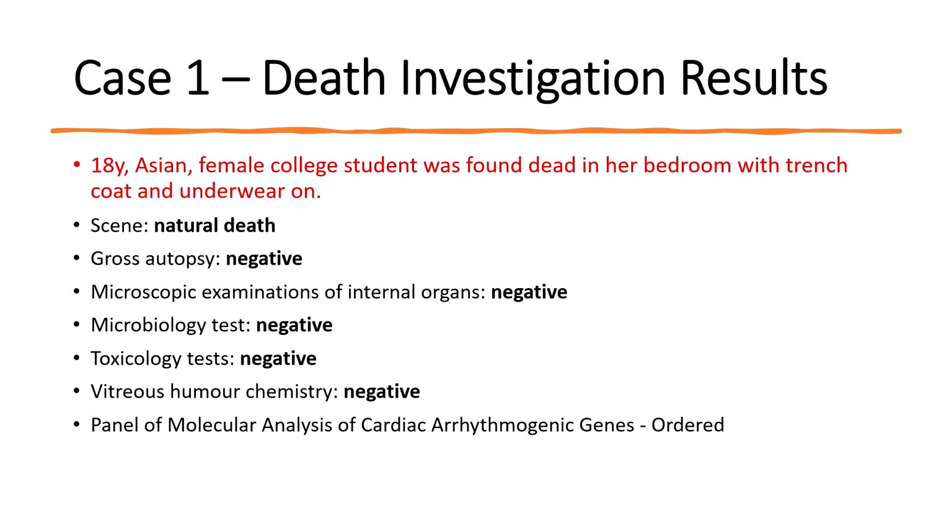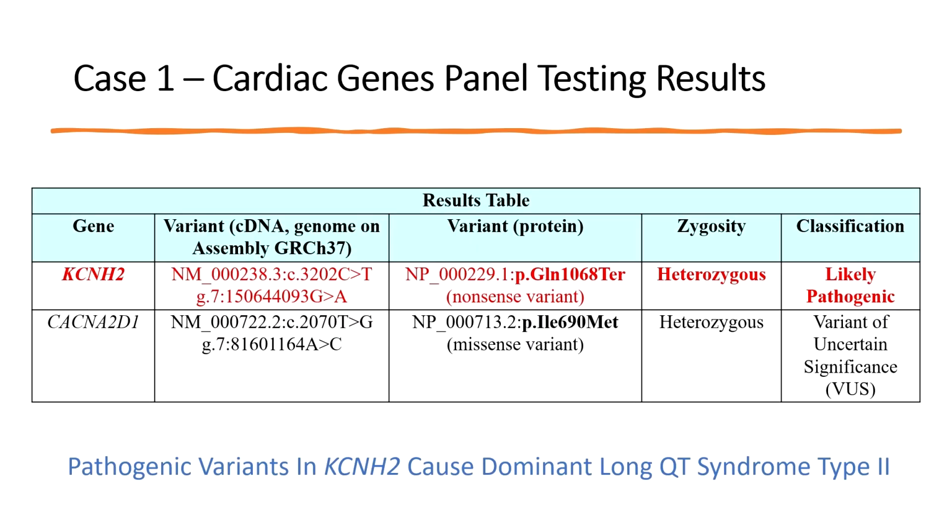The cardiac-focused molecular testing panel was ordered. The cardiac gene analysis results showed a novel, likely pathogenic nonsense variant in the KCNH2 gene. Pathogenic variants in the KCNH2 gene cause a dominant form of long QT syndrome type 2, and short QT syndrome. Additionally, a variant of uncertain significance was found in the CACNA2D1 gene. This gene has also been implicated in cardiac arrhythmia syndrome.